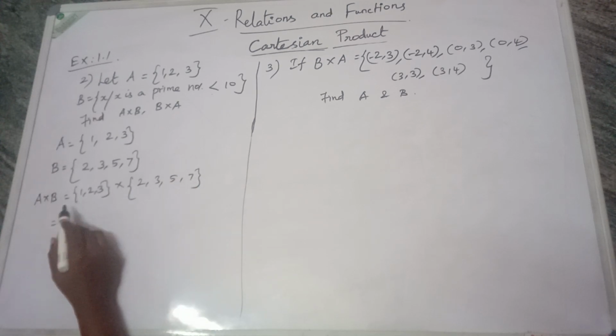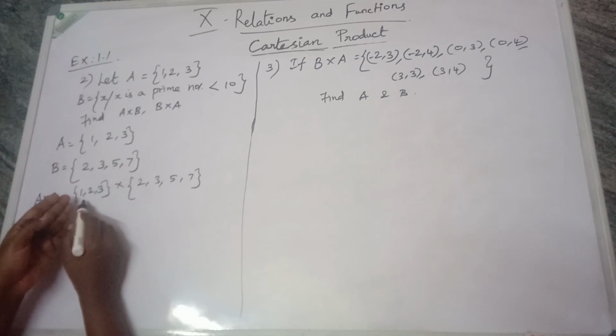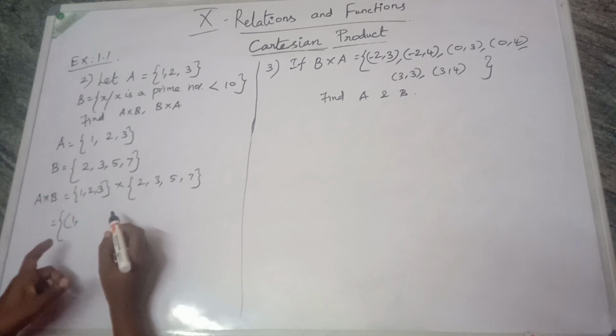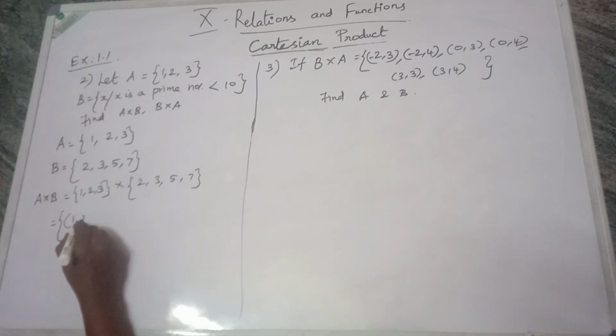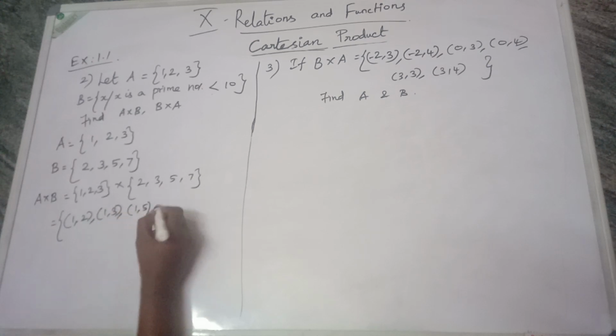The Cartesian product is the set of all possible ordered pairs of the two sets. For that you have to take the first element of the first set, then make the ordered pair with the elements of the second set. So if we take 1, you write the ordered pairs with 2, 3, 5, 7: (1, 2), (1, 3), (1, 5) and (1, 7).